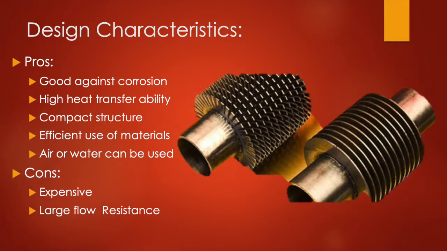Some pros and cons for fin tube heat exchangers. One pro is the increase in surface area due to fins, causing an increase in heat transfer rate. They can be very small if the application needs it. You can use air or water depending on the application, and this will help with corrosion factors and cleaning and maintenance. A few cons: they're very expensive because of the complex fins, and they have a very large resistance to flow, so this causes the fluid to have a low pressure and low velocity.